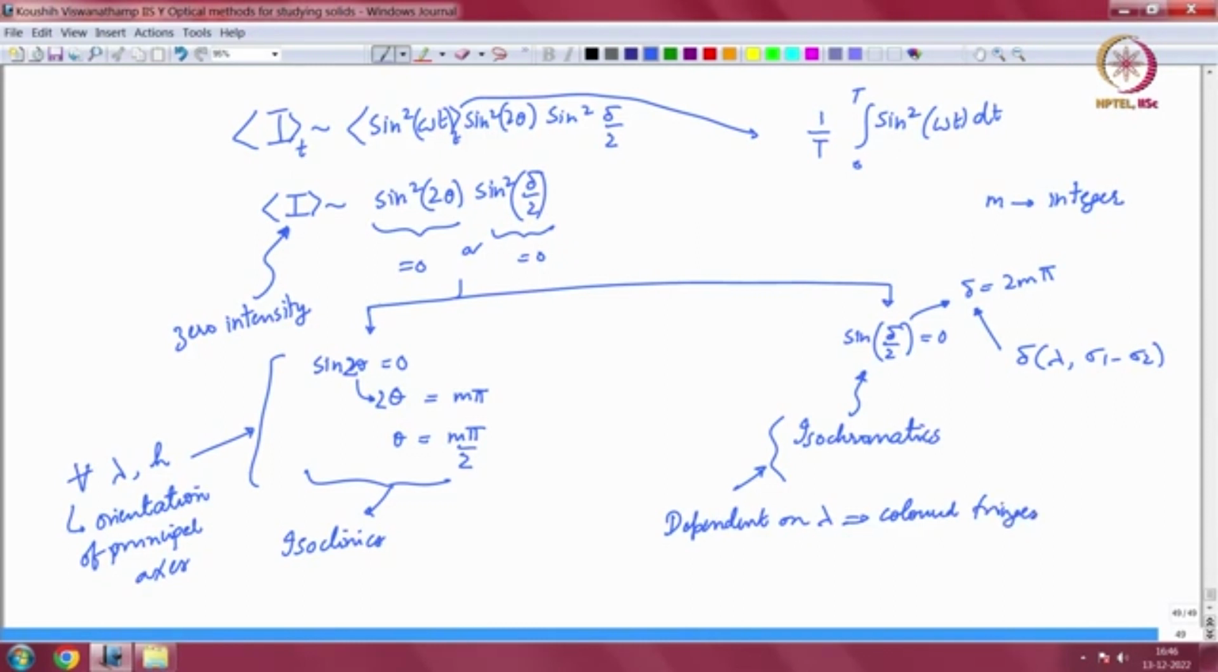Okay. So that basically tells us how you can interpret the regions of constant theta, regions of constant delta or delta equal to 2 m pi, and now you have contours of constant principal stress difference, contours of constant principal stress orientation, and from this the hope is that we should be able to reconstruct the stress field. Okay, that is basically what we do.